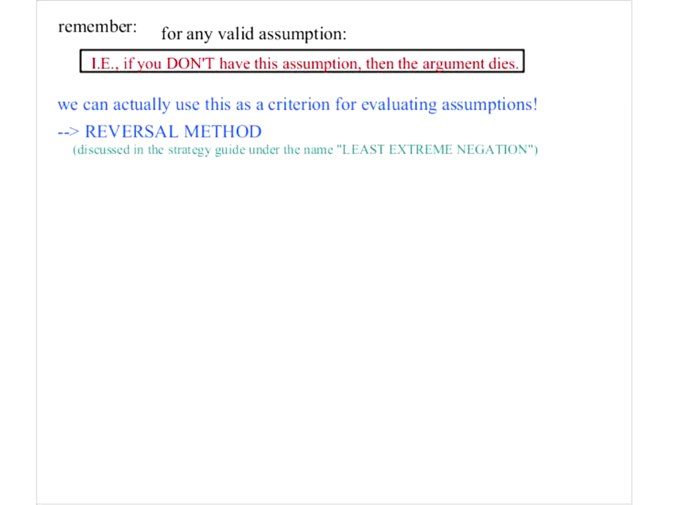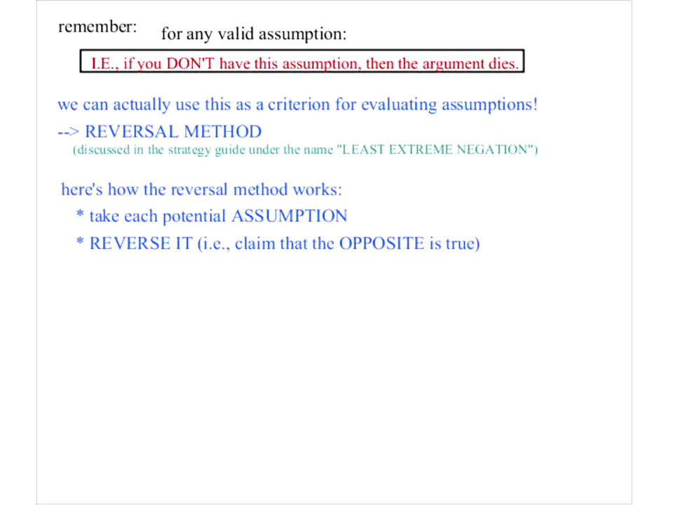Here's how the reversal method works. Take each potential assumption and reverse it. Reverse it meaning say that the opposite is true, i.e. claim that the opposite is true. And then, what should happen? So go ahead and type in the text box. If I've got the correct assumption and I reverse it, if I say it's not true, then what should happen to the argument? Go ahead and type in the text box. What do you think should happen if I reverse that assumption?